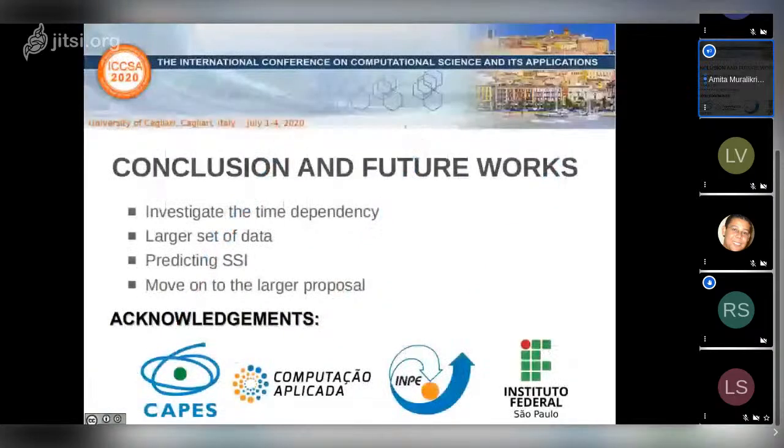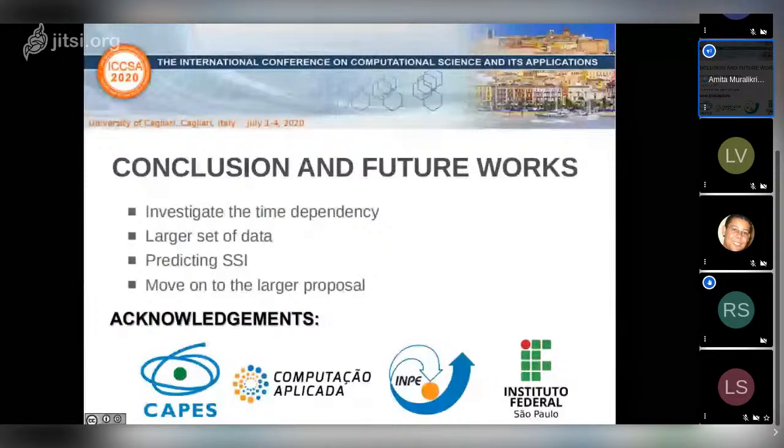Well, concluding, after all these preliminary results, we concluded that it's worth investigating better the possible time dependency in the input data. Once we are talking about preliminary results, we intended to use a larger set of data, like a year of data. For this work, we used about 4 months of data. And the next step is predicting the spectral solar irradiance, not the total, the spectral solar irradiance, the SSI, which is the irradiance in different wavelengths, and keep moving on to the larger proposal. I think that's it. Thank you.